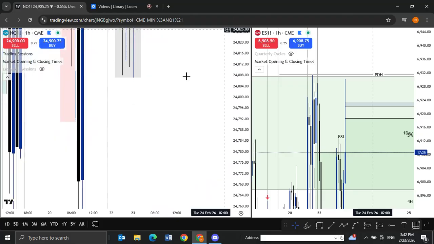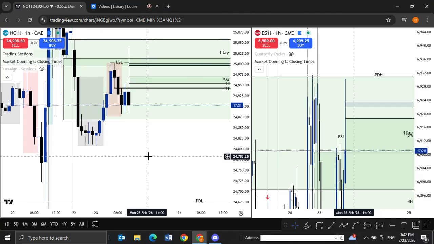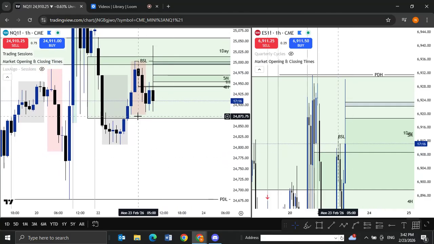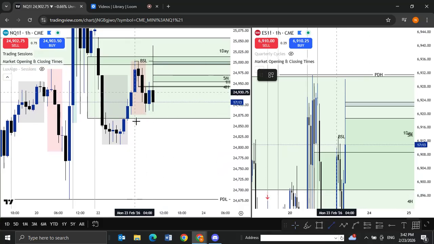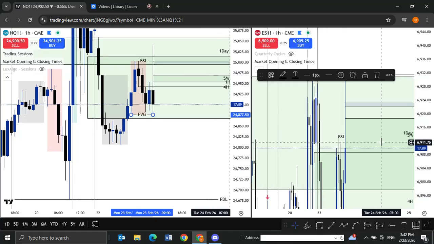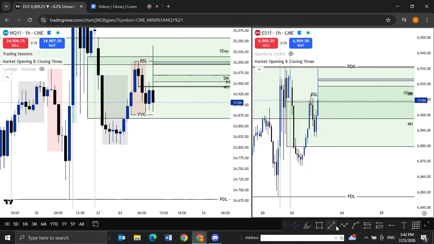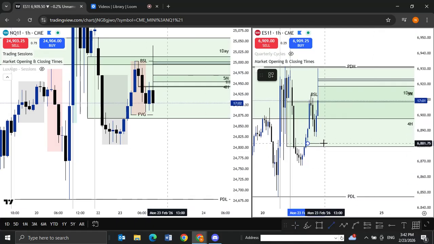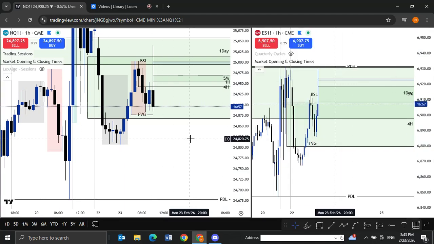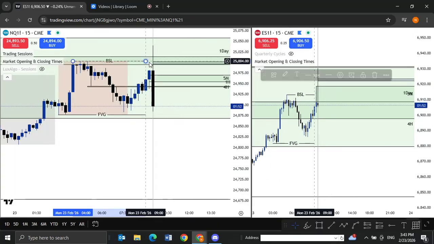Not equal lows. No, not equal lows. That's hard. I don't really know, do I need to go lower, because I can see this fair value gap here, so we might push at least to this fair value gap. Okay, let me move to 15 minutes. Nice push after the buy side was taken.